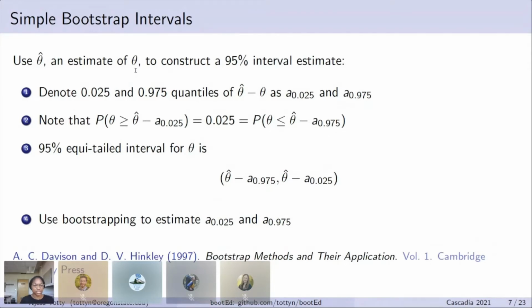Using the shifted sampling distribution, we can derive the form of a 95% equitailed interval for the parameter of interest. Since we do not actually have the shifted sampling distribution, we can use the shifted bootstrap distribution to estimate its quantiles. The basic, percentile, and studentized intervals estimate these quantiles in different ways.